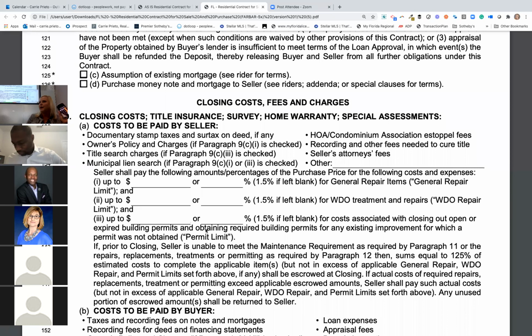No. Anybody think you can add it up and it could equal like a roof or something? No. I have seen people think that. You cannot add them together. It is $7,500 only for general repairs, $7,500 only for the WDO, up to, right? And $7,500 for open permits.